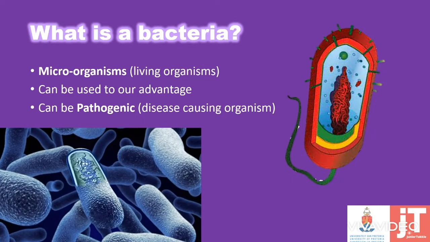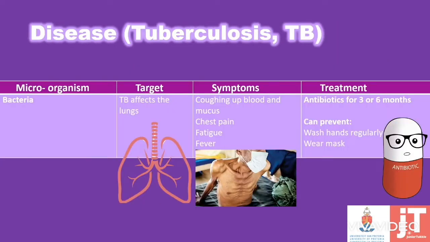Let's have a look at a disease which is caused by a bacteria. One common one that is well known to South Africans is tuberculosis, also known as TB. TB targets the lungs. It results in coughing up of blood and mucus, severe chest pain, fatigue, which means extreme tiredness, and also fever. Luckily, there is a cure for tuberculosis. We have to take antibiotics as a treatment for this disease. The downfall is that you have to use it for 3 to 6 months. But luckily, you can prevent this disease by regularly washing your hands and wearing a mask.